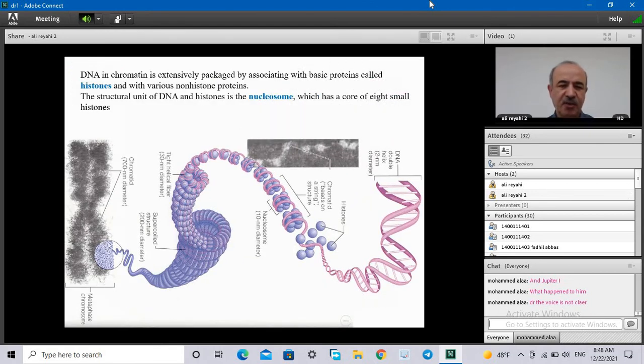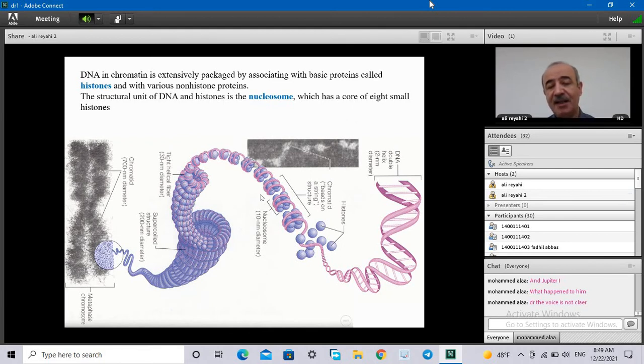This picture shows a chromosome. Each chromosome has two arms. It's formed by two chromatids. Each chromatid is attached to the other at the centromere here. And if we open the chromosome like this, we can see the subunits that form the chromatin or chromosome.